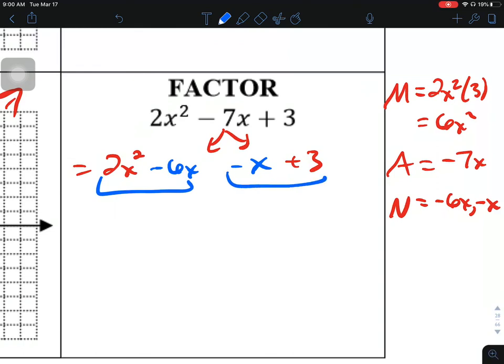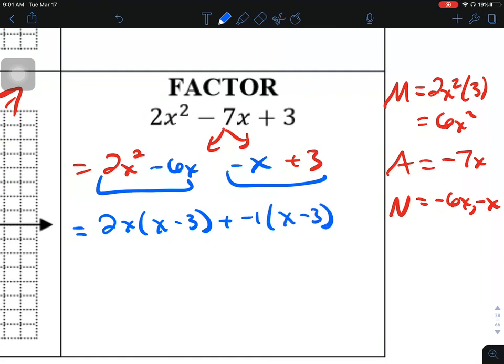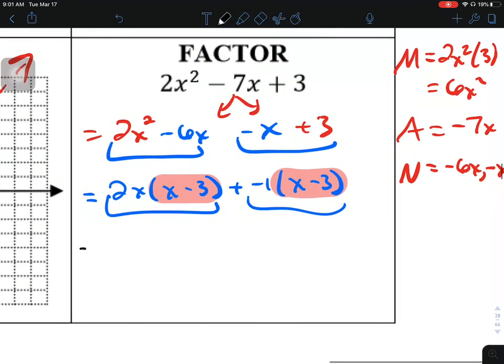When you group these together, use the little brackets like this. Don't actually put them in grouping symbols because your signs are going to get jacked. GCF of the first group is 2x, leaving us with x minus 3. GCF of the next group is a negative 1, leaving us with x minus 3. These two terms, there's only two terms now in the problem, have a GCF, greatest common factor, of x minus 3, leaving us with the 2x minus 1. Fully factored. Dunsies.